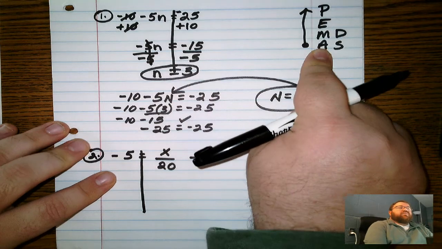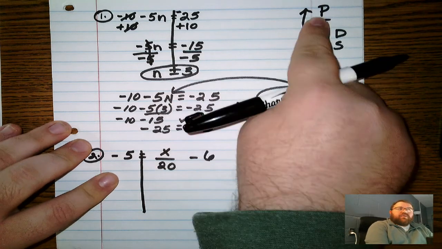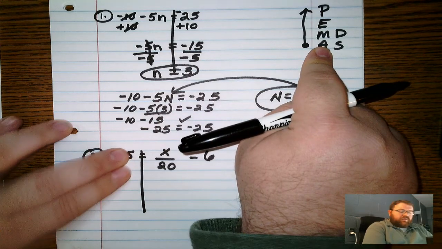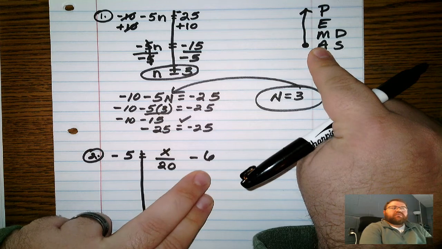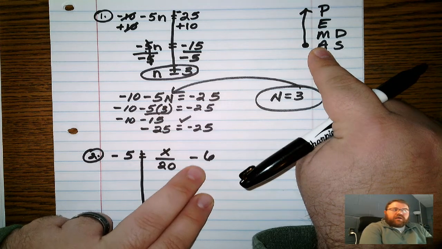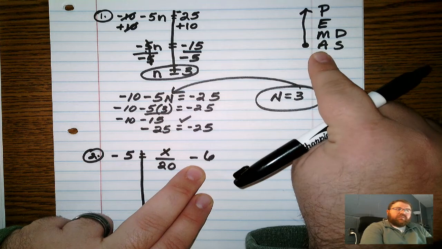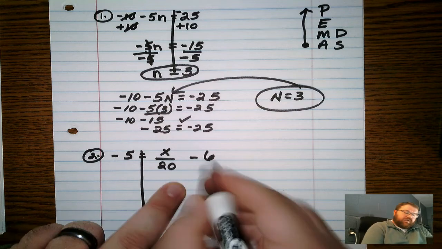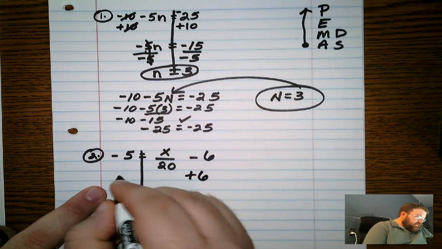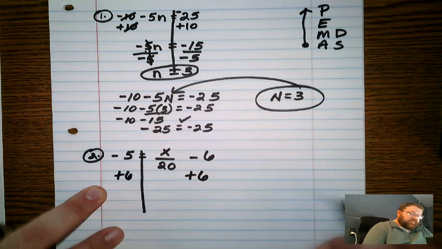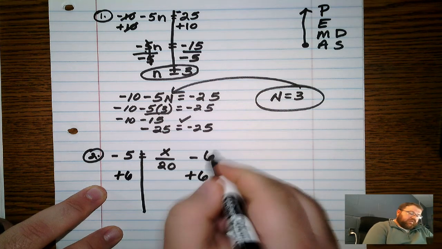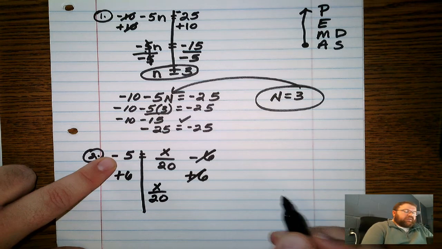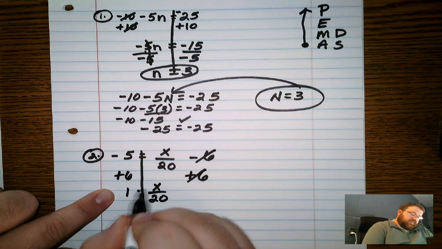Remember, with equations, we're going to do order of operations backwards. So instead of PEMDAS, we're going to start with addition and subtraction. Go to your equation and ask yourself, do I have any addition or subtraction here? And I do. I have minus 6. So I want to get rid of that first. Now, what is the opposite of minus 6? It would be adding 6 to both sides. Negative 6 plus 6 cancels. It leaves you with x over 20. Negative 5 plus 6 is equal to 1.